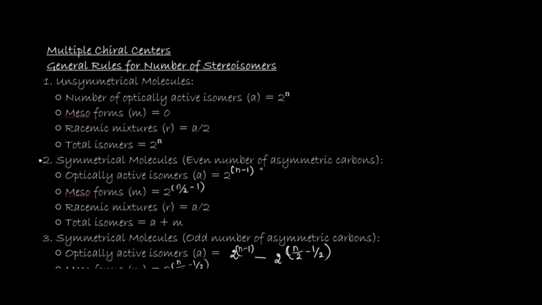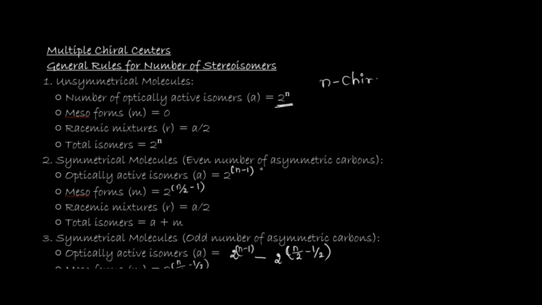Now let's move on to how to find the number of optically active isomers in a given molecular formula or given structure. Okay, there are three different possibilities we have. The first one is an unsymmetrical molecule. It does not have any symmetry: no plane of symmetry, no center of symmetry, no axis of symmetry. Then you can use the formula 2 to the power n.